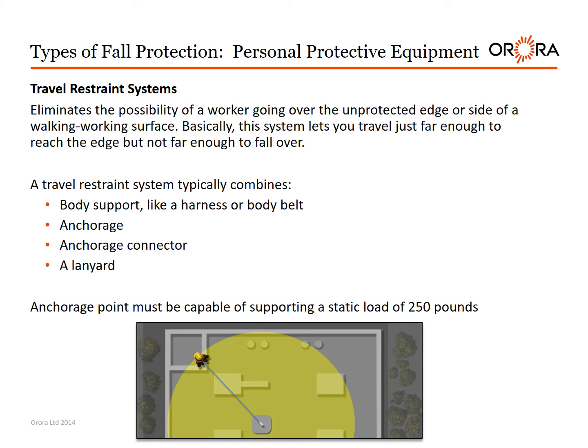Travel restraint systems. Eliminates the possibility of a worker going over an unprotected edge or side of a working surface. Basically, this system lets you travel far enough to reach the edge, but not far enough to fall over. A travel restraint system typically combines body support, like a harness or body belt, anchorage, anchorage connector, and a lanyard. The anchorage point must be capable of supporting a static load of 250 pounds.